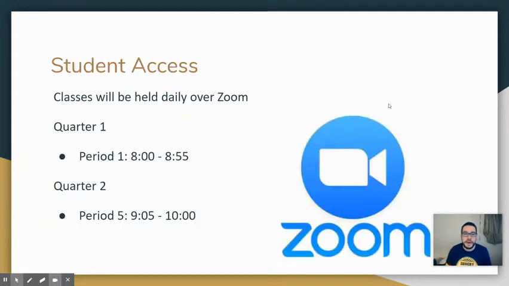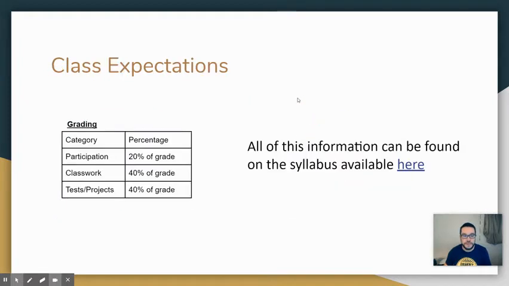So students have access to class through Zoom, which is held daily. These are the two schedules. Quarter 1 is period 1 at these times, and quarter 2 is period 5 during these times. Students are expected to attend daily, and classes will be held over Zoom. The class expectations for the grade are 20% participation, 40% classwork, and 40% tests or projects. All of the information can be found here. It's linked in the syllabus, and this presentation is also going to be included on the Google Classroom page.